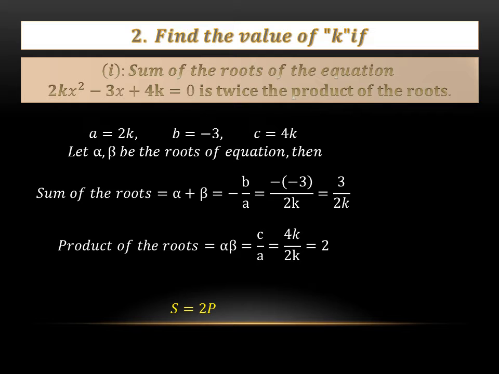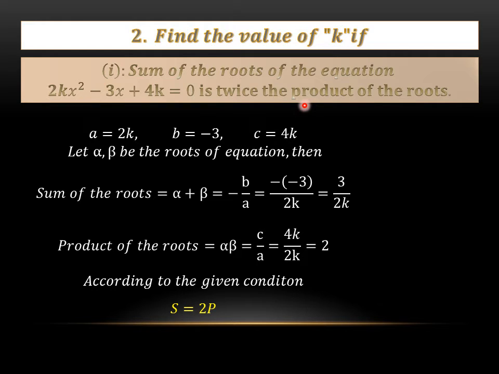Now after finding the sum and the product of the root, we have to come to the equation that is given to us. Now leave that part of the equation because we have solved it. Sum of the roots of the equation means alpha plus beta, or we can simply write S. Then "is" will be denoted by the sign of equal. Twice means 2 times. The product of the root is P.